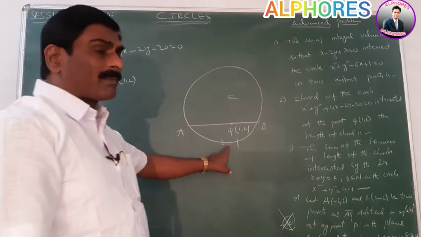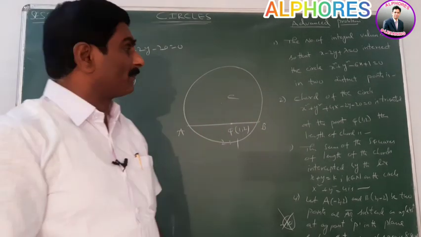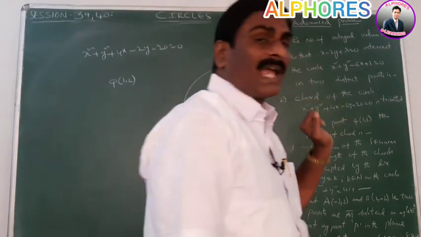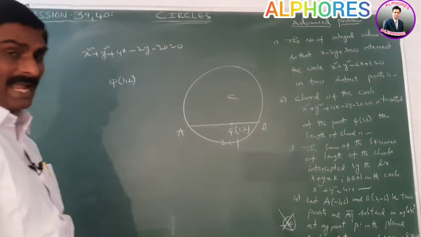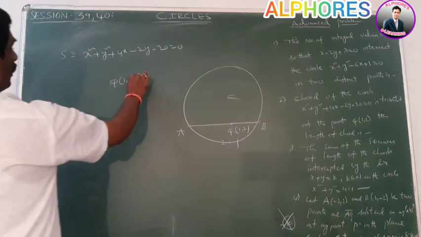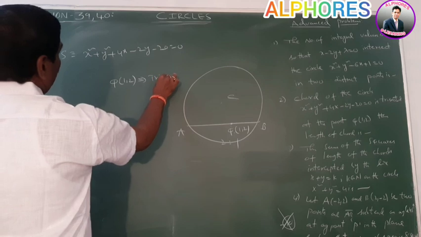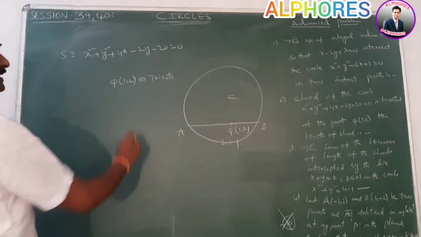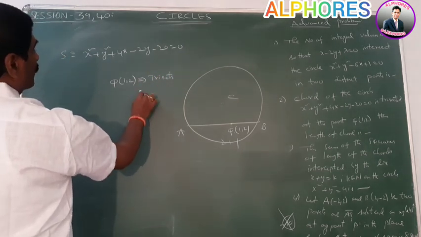By using this property, we find the length of the chord AB. Required value is the length of the chord. Given circle S is equal to this value. Q(1, 2) trisects the chord AB. That means Q divides the chord AB in the ratio of 2:1.